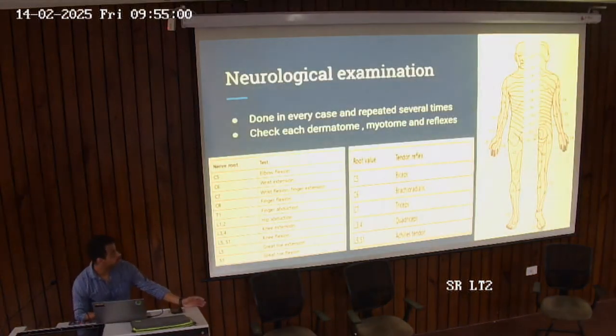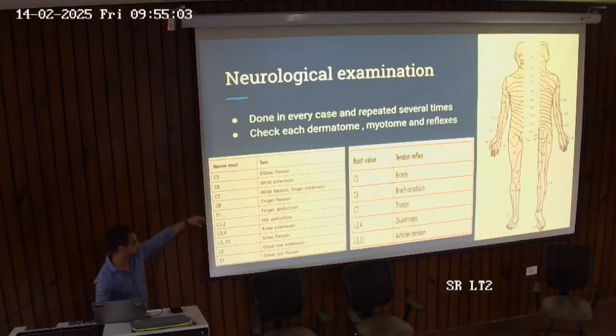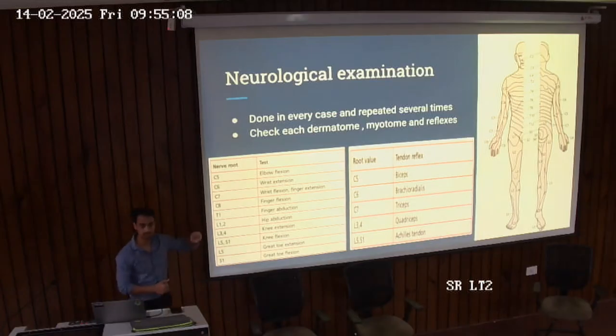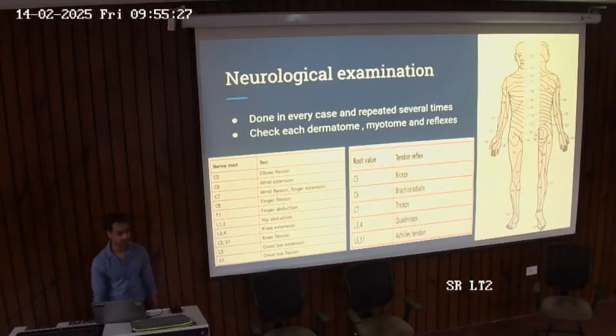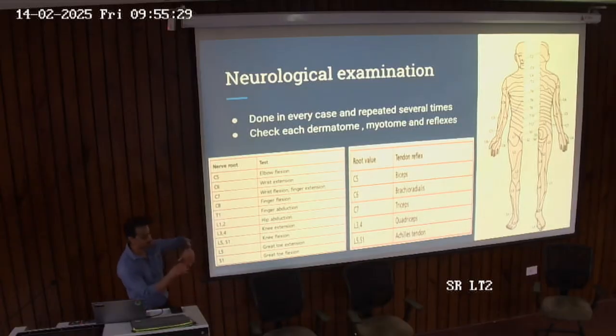And once you have examined, you characterize, you check for all these things. C5, C6, C7, C8, T1, does everyone know which movement belongs to which level? C5 is, at least read it out and say. Yes, elbow flexion, also for deltoid. C6 is wrist extension. C7 is, so most of these functions, first comes the flexion, then comes the extension. So after elbow flexion comes wrist extension, then finger extension, then finger flexion, finger abduction.